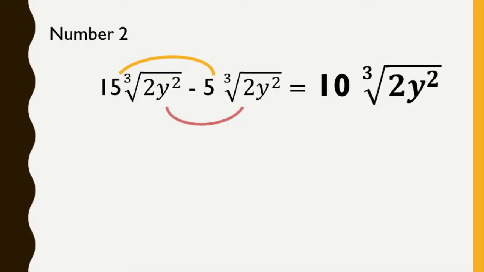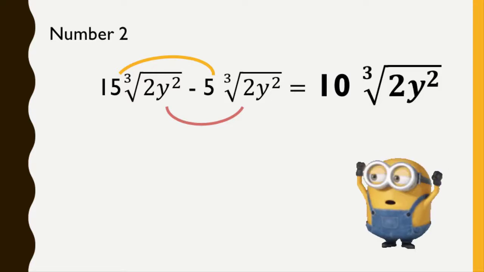Number 2. 15 cube root 2y squared minus 5 cube root 2y squared. In this example, we will simply subtract their coefficients. So, 15 minus 5 is 10. And copy the common radical cube root of 2y squared equals 10 cube root of 2y squared.